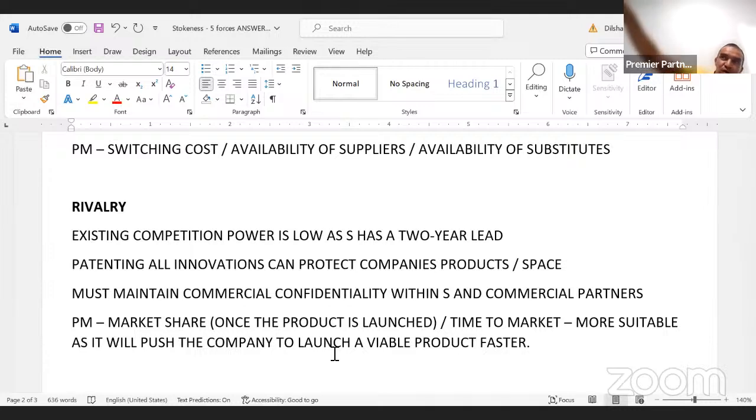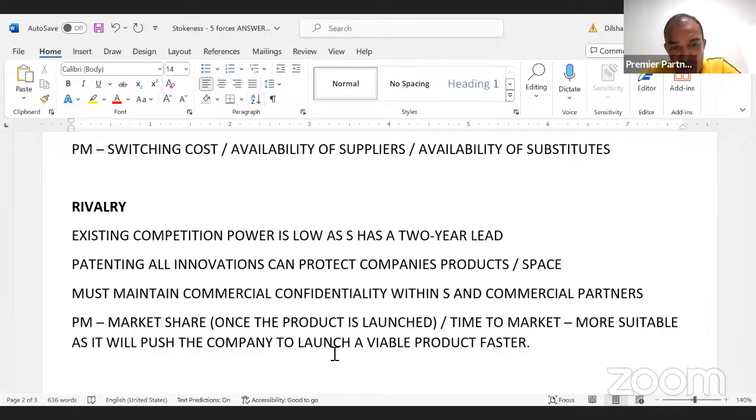You always look up to the company which introduces it, isn't it? And there's a bit of confidence built in that company. Patenting all innovations can protect the company's product space, so rivalry can be reduced. Must maintain commercial confidentiality within Stokeness and commercial partners. So you need to protect what is going on inside.